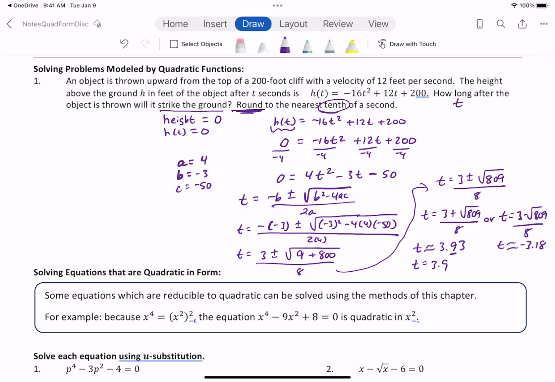We don't have to worry about that rounding because this is an application problem and we know that time can't be negative. So that tells me that the time after the object is thrown for it to strike the ground will be 3.9 seconds. All right.